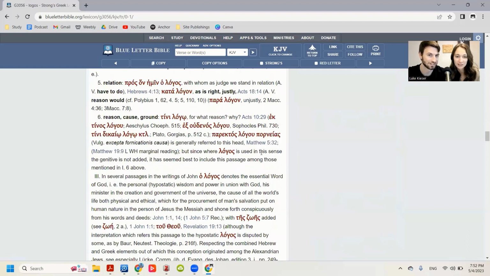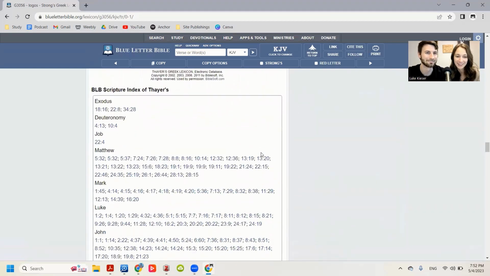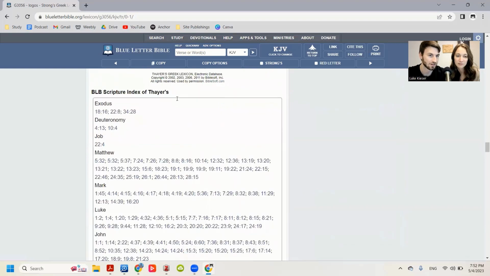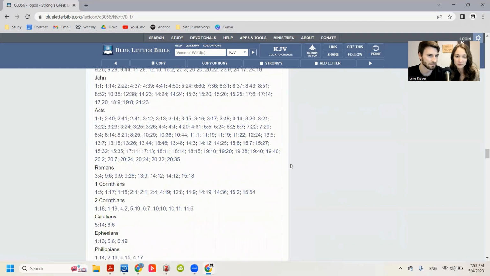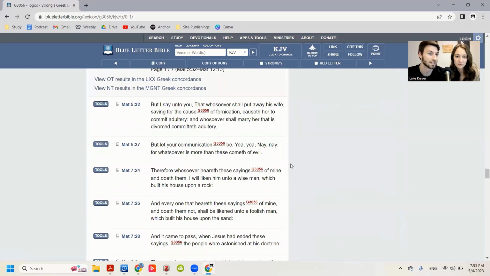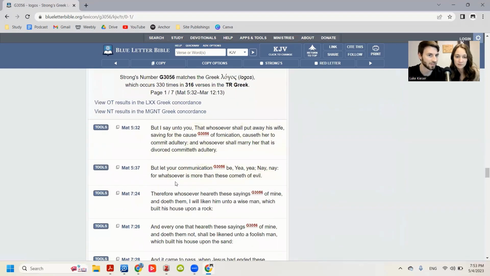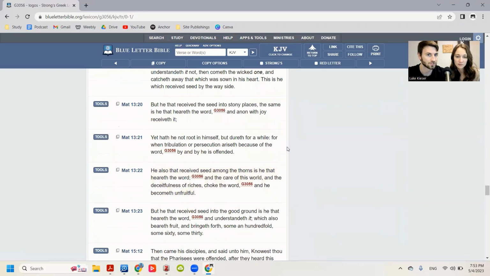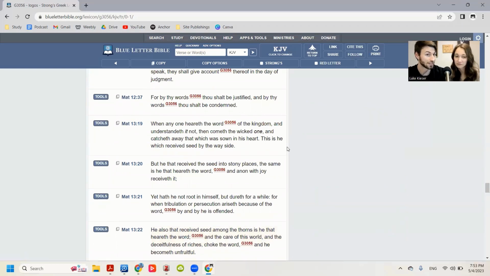Well, logos is a very common word. Okay. And then underneath here, this is the scripture index of Thayer's, which is the lexicon. So this is all the different places where the lexicon quotes a scripture passage. So it's kind of like a concordance, but not quite. Down here is the concordance, and we have an episode on that. This is all the different places where logos is used. So that's pretty cool. Most things that you need when you're doing a word study are right here on one page. Seriously. Yeah.